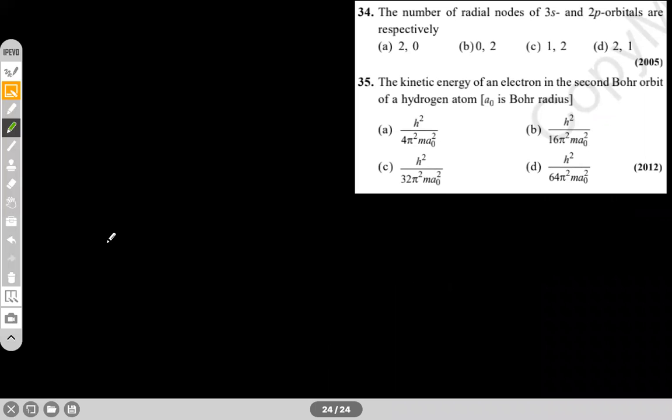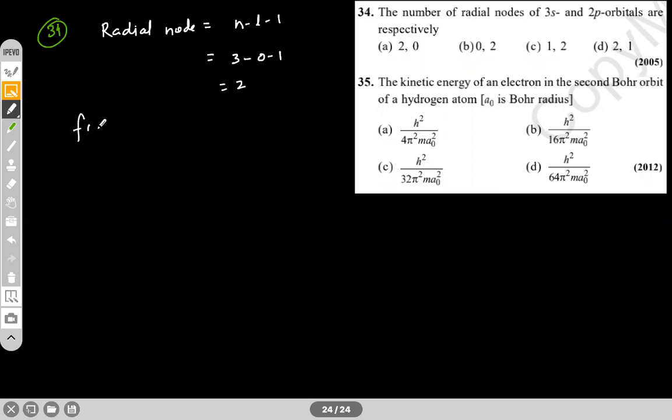Okay, the number of radial nodes of 3s and 2p orbitals are respectively. Easy. See, radial node is equal to n minus L minus 1. So for 3s, it is 3 minus 0 minus 1 equals 2. For 2p, it is 2 minus 1 minus 1, and that is 0. 2 and 0, the answer is option A.